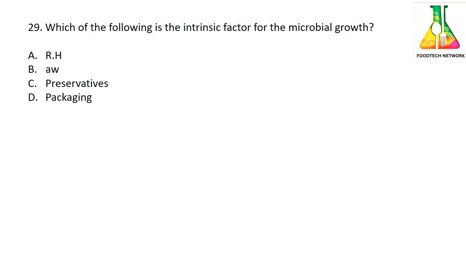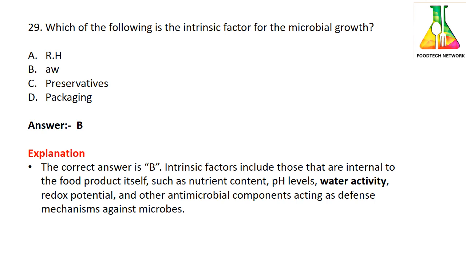29. Which of the following is the intrinsic factor for the microbial growth? Option A, relative humidity. Option B, aw, which stands for water activity. Option C, preservative, and option D, packaging. Option B. Generally, intrinsic factors include those that are internal to the food product itself, such as nutrient content, pH level, water activity, redox potential, and other antimicrobial components acting as a defense mechanism against microbes.